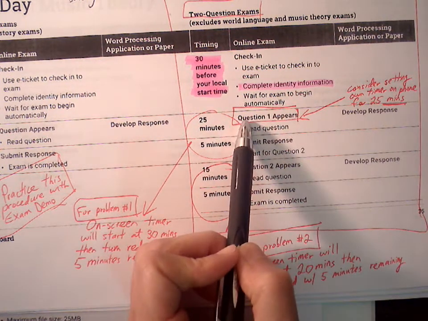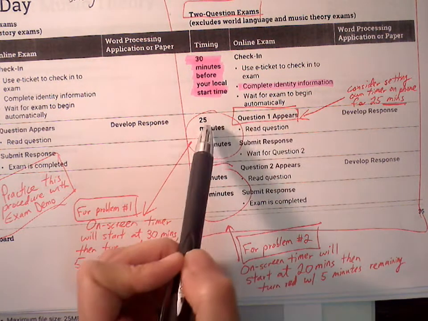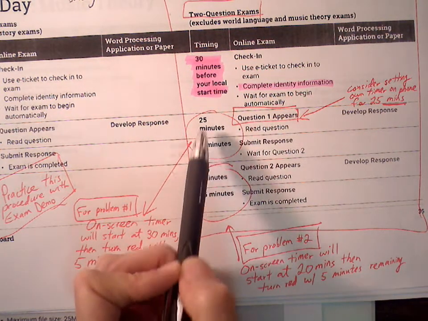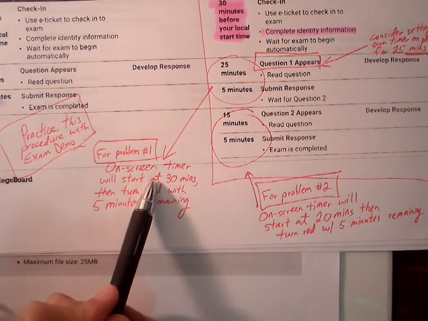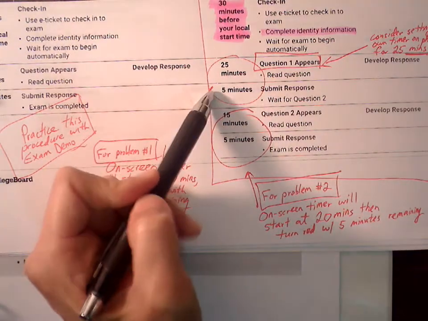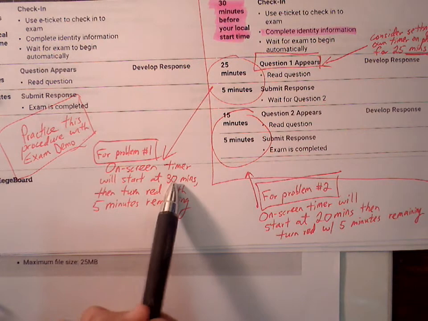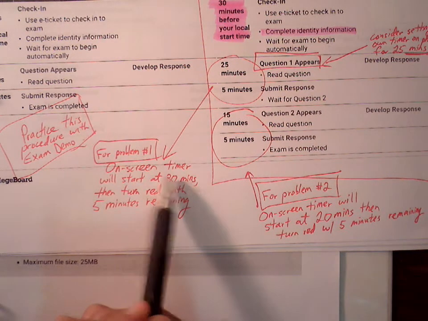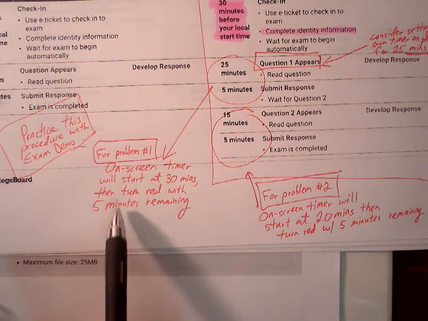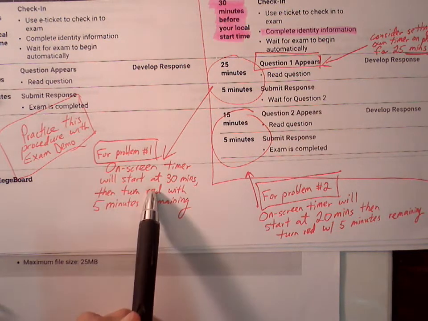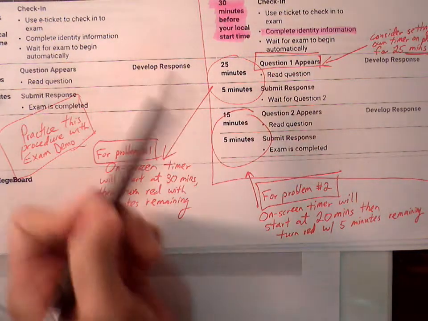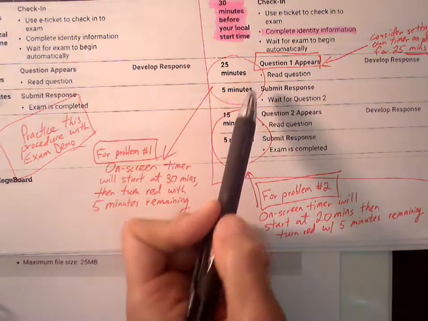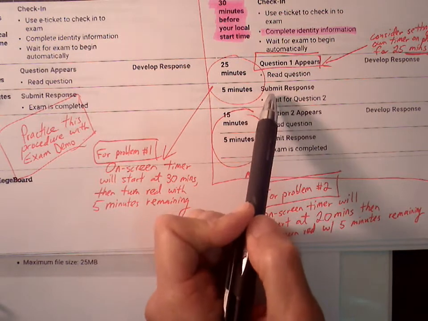Now, when the exam starts, question 1 is going to just suddenly appear. It's 25 minutes for you to work on the problem, and then 5 minutes to submit. But what you're going to see is just a timer for 30 minutes. You're not going to see it broken down into 25 and 5. It's just going to start counting down from 30 minutes. When it reaches 5 minutes, the timer is going to turn red, and I think you get a pop-up screen indicating that there's only 5 minutes left.